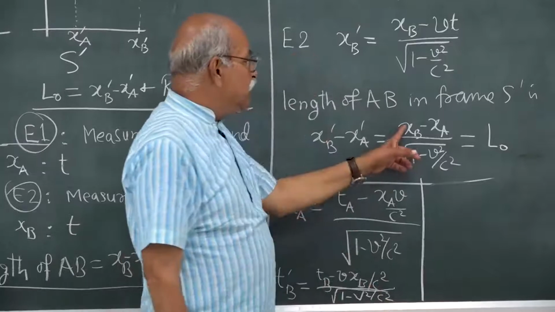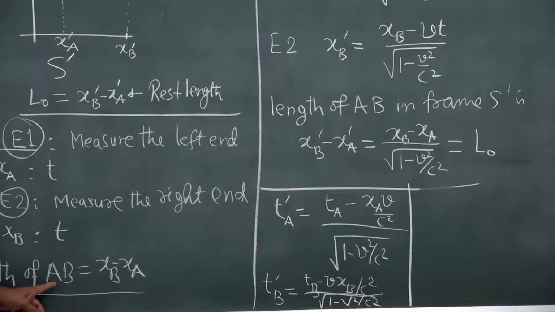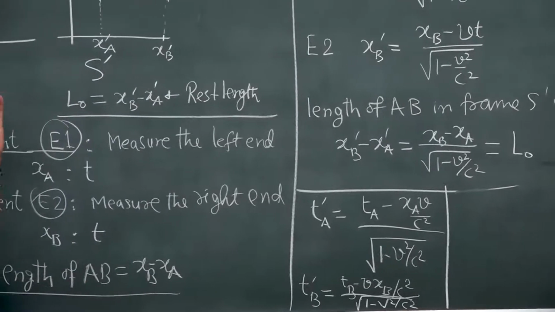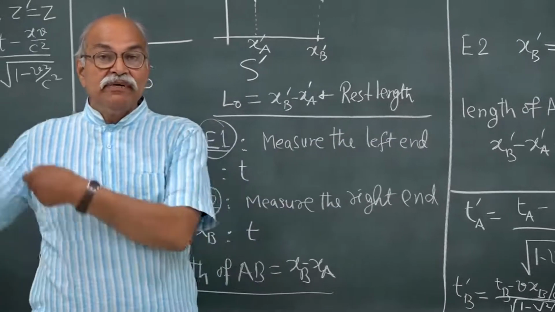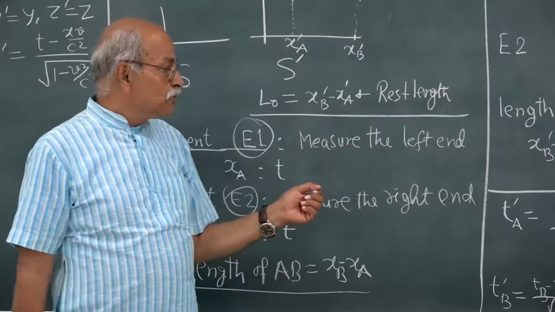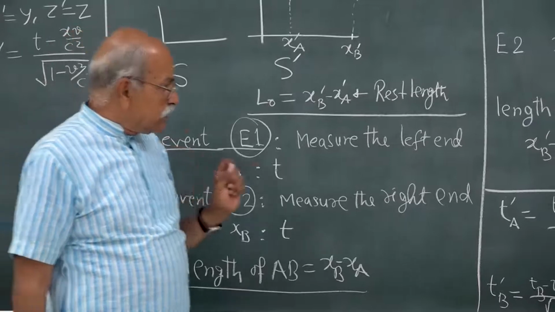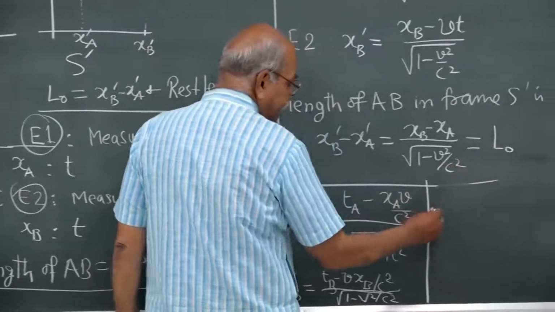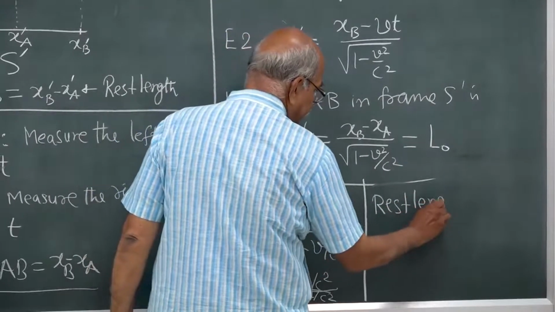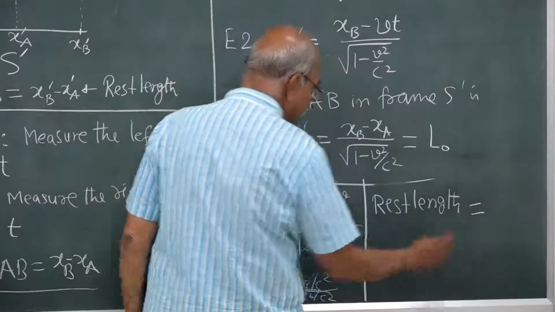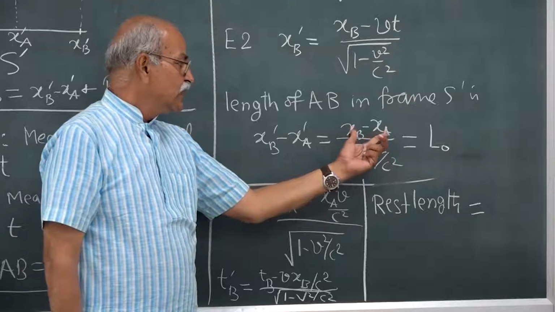And what is xb minus xa? Xb minus xa is the length of this AB in S frame, which is the moving length. I am measuring the length of AB and AB is moving with respect to me. So, now let us write this in words. This is rest length, and this is moving length, xb minus xa.